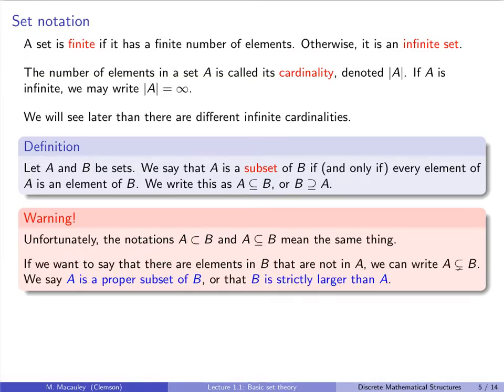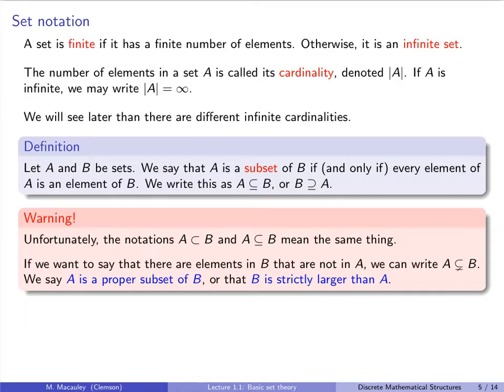Now in this class, if we want to say that there are elements in B that are not in A, in other words, if we have a subset but we do not have equality, then we can do that by adding a little diagonal line on this bottom horizontal line. We write it like this. In that case, we say that A is a proper subset of B, or that B is strictly larger than A. Both of those mean the same thing.